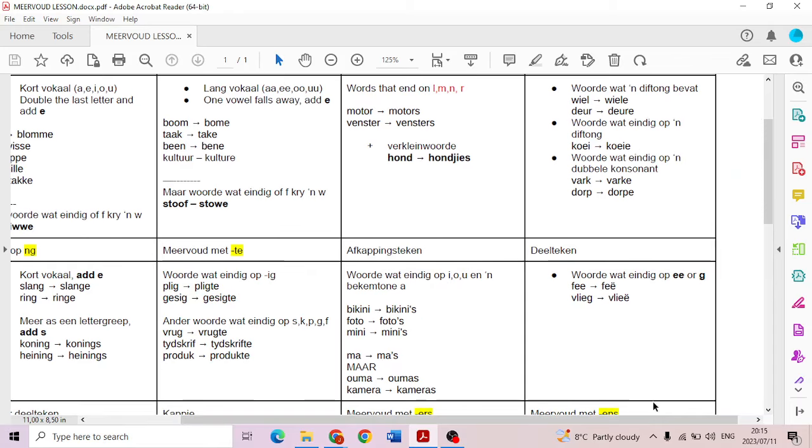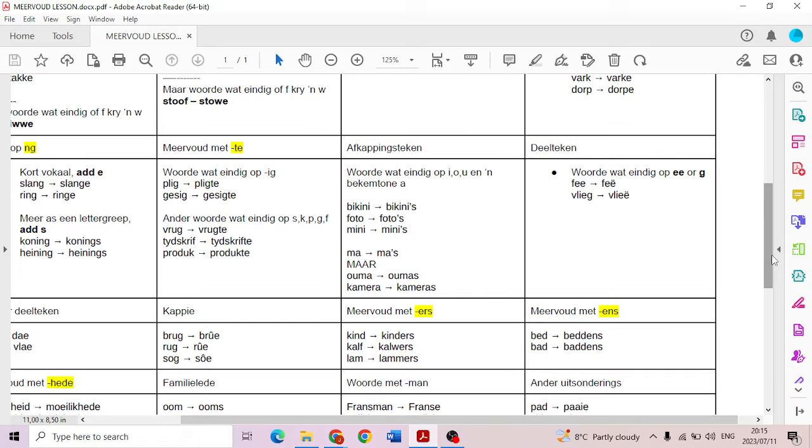And then rule number 8, words with deeltekens. So words that typically end on a double E or a G. And please bear in mind that G is here and it's also there. So you need to teach yourself the difference between these two rules. And then fee, it's like fairy, in plural becomes feë, and then vlieg in plural becomes vlieë, which means fly. Okay, next.